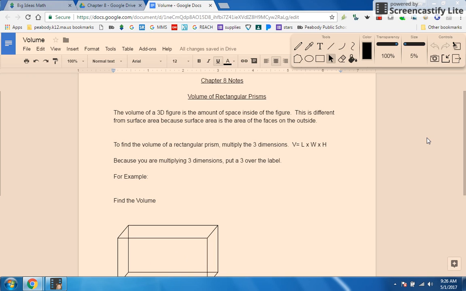So we're starting a brand new unit. This is on volume, surface area, and a bunch of stuff to do with 3D figures. So today we're going to do the volume of a rectangular prism. The volume of a 3D figure is the amount of space inside the figure.